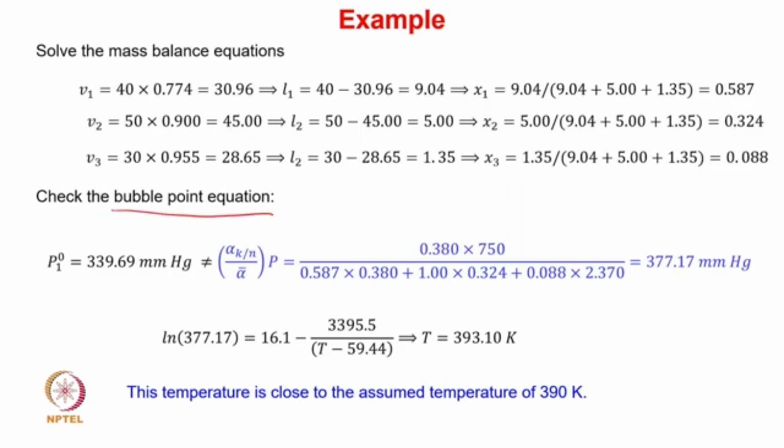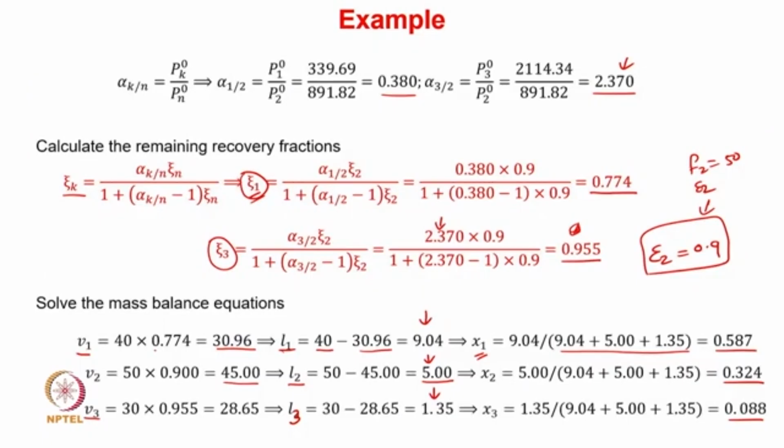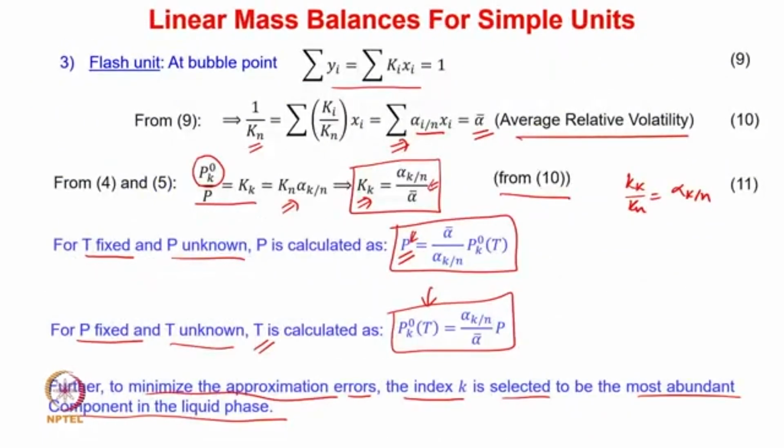Once we have obtained X1, X2, X3, now we can do the bubble point calculations. Remember here P1, which we have obtained by using the Antoine equation, is 339.69, isn't it? And this P1 should be equal to alpha Kn by alpha bar into P. That is what we have derived earlier. If you go back and see, this is the same equation we have derived, so we can calculate the vapor pressure using this equation.